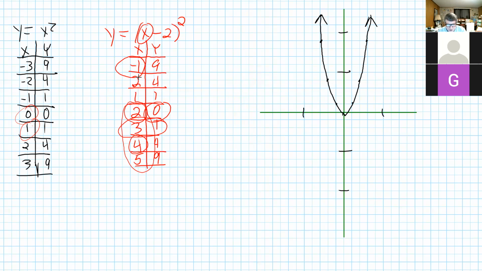So what just happened to my x values? They all have plus 2. They all got another 2. So my black graph, or rather my red graph, what's it going to look like in terms of the black graph? My y values are all the same, but what do my x values do?